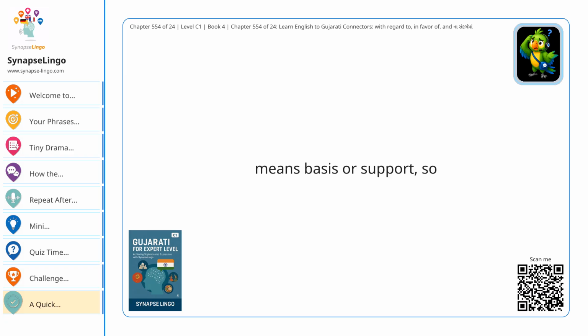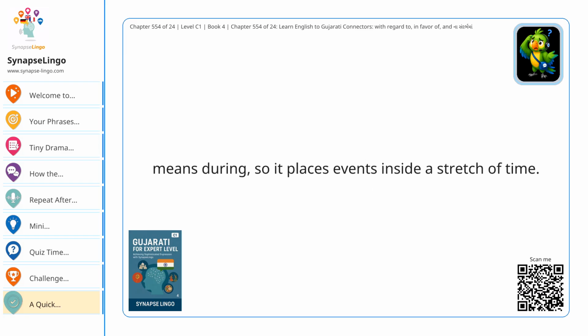આધાર means basis or support, so ના આધારે means based on facts or evidence. ખર્ચ means expense, so ના ખર્ચે means one side pays the cost. પક્ષ means side, so ના પક્ષમાં means on the side of, or in favor of. દરમિયાન means during, so it places events inside a stretch of time.